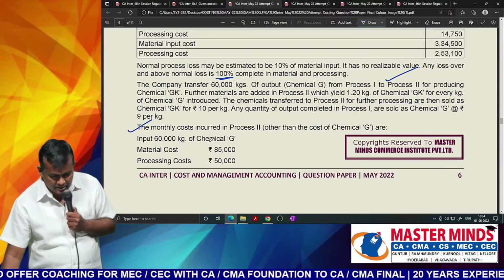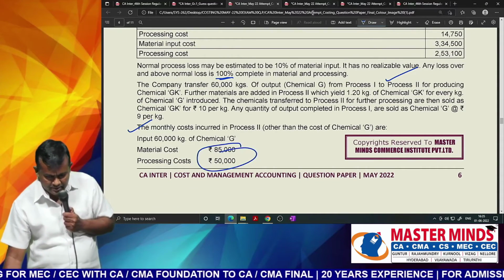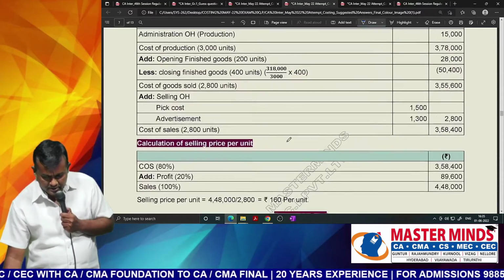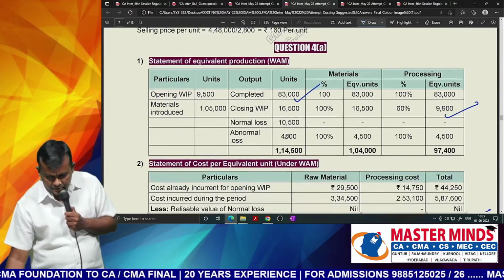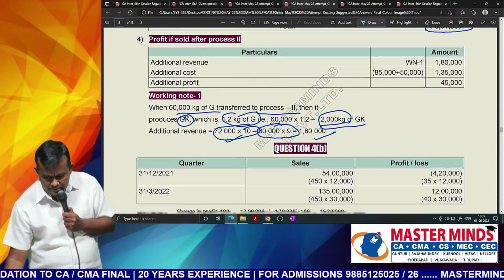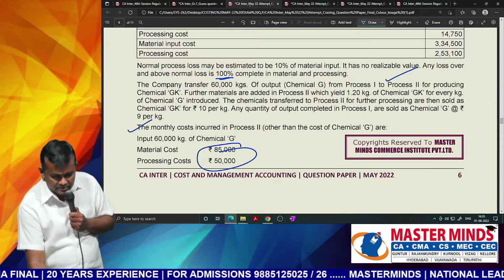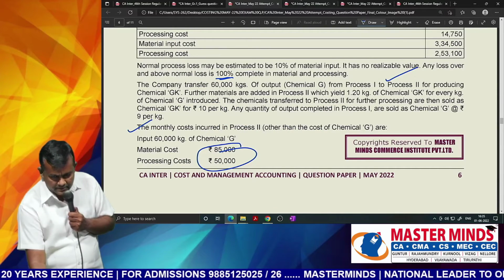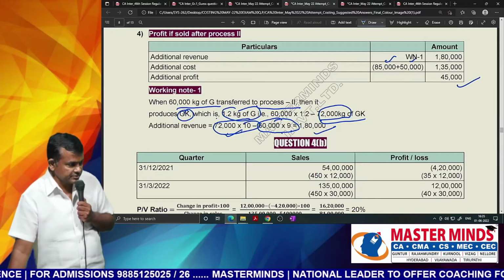So here additional cost details are given in the problem. So here additional cost 89,600. Sorry, this one is 85,000 plus 50,000. Right, correct. So finally additional profit is 45,000.